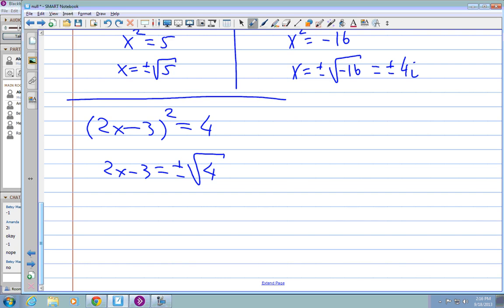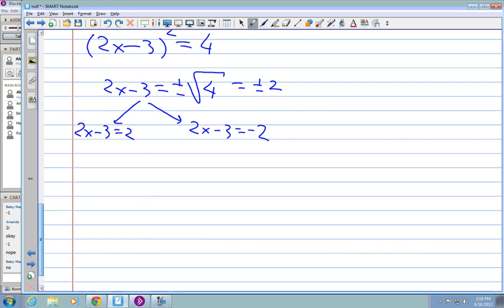Almost, but not 4, 2. Yes, you're right. Because really what this means, your right-hand side is plus or minus 2. So that gives you two equations: 2x minus 3 equals 2, and 2x minus 3 equals negative 2. Right? Because your expression can either be 2 or negative 2, which is two equations. Two nice, friendly, easy to solve linear equations. So I can go ahead and solve them.